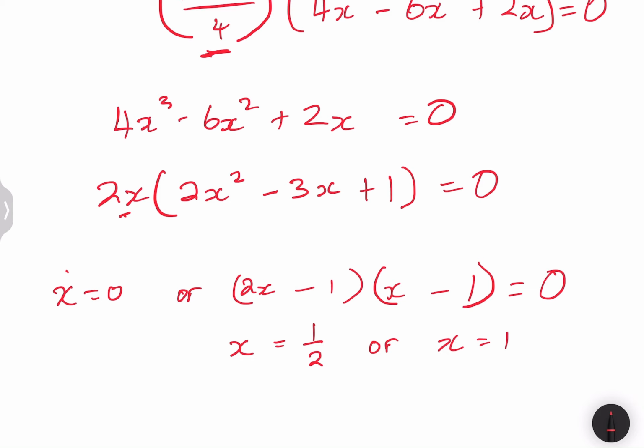So it means that x will be equal to a half, or in this case, x is equal to 1. Now remember, we're trying to maximize. So we already know that x equals 0 will not be applicable. Why? Because it gives us 0. So let's test this one.